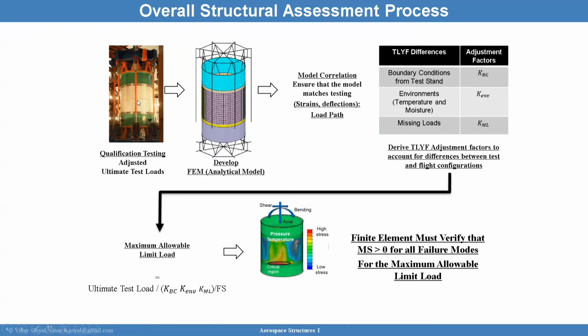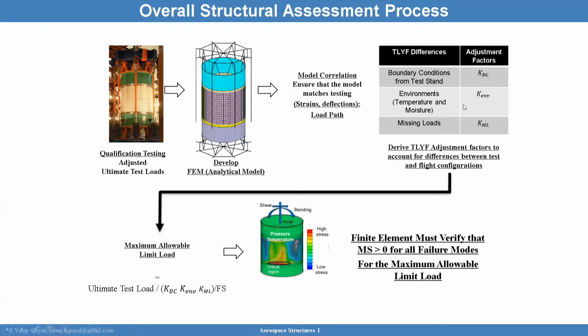Another example would be missing loads. You could have loads that are occurring in flight that I did not consider in the test, but you have to account for them somehow. So what you could do is increase the other loads and ensure that the structural margins in the areas of criticality envelope the margins in flight. So again, these adjustment factors can be very helpful in incorporating any test-like-you-fly differences.